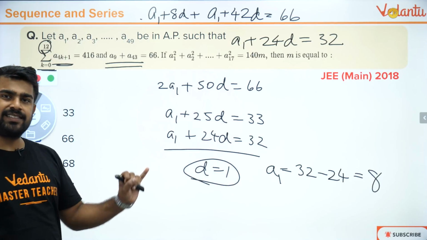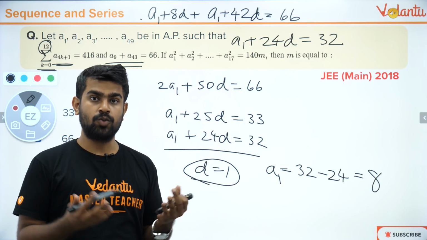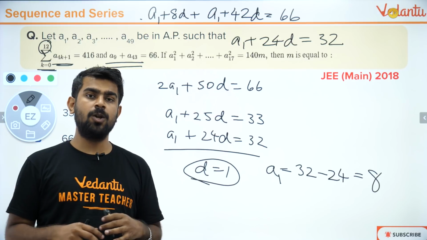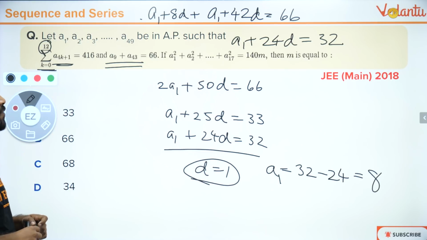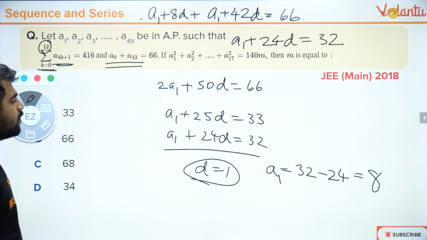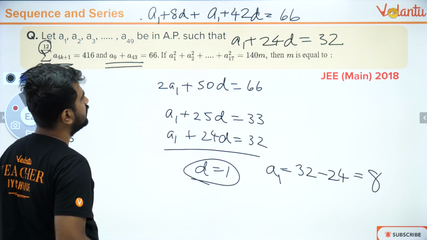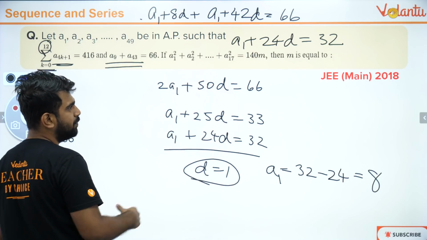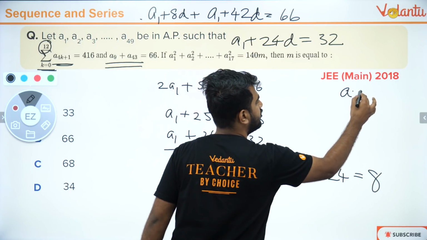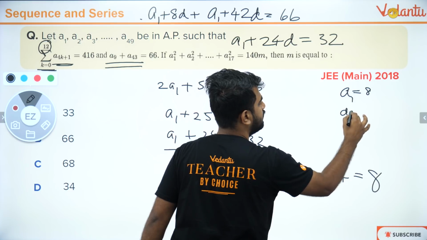So I have my first term, I have my common difference. So I know the AP. Now I can solve it very easily. Are you guys fine with that? Okay. So let's try to finish it off and move forward. So how do we finish it off? We want to sum. I've got my AP, so let me write it down. My a1 is 8, and my d is equal to 1.